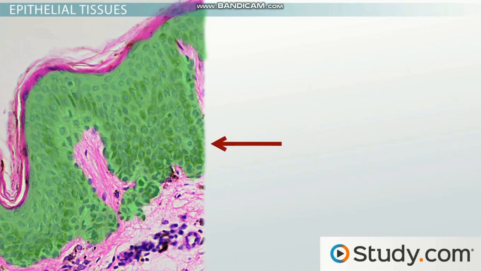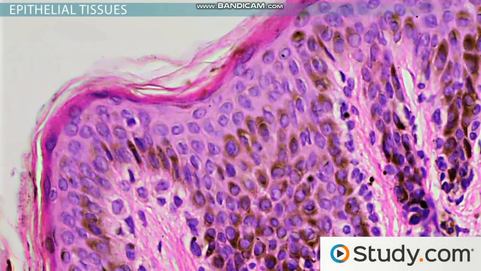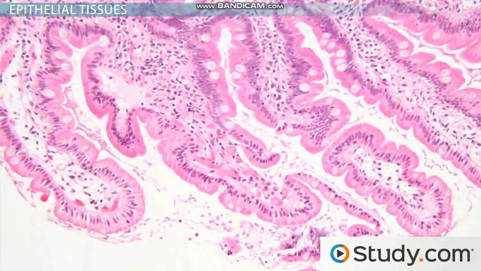Epithelial tissues can also serve several functions. One major function of epithelial tissue, and especially skin, is to serve as a barrier to protect against injury, invading organisms, and loss of fluids. But epithelial tissues aren't just limited to serving as barriers. Some epithelial tissues are specialized to absorb nutrients, like the epithelial tissues of the small intestine.